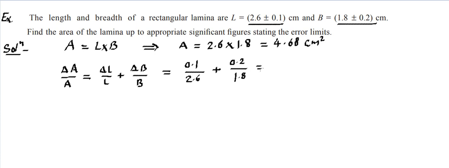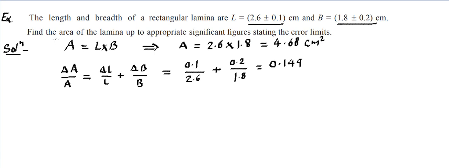Now again, this is a numerical expression. We can simplify it with proper calculations. After calculation, you will find it comes out to be 0.149. This is the value of delta A by A. It has no unit and its value is 0.149. If it is asking for the fractional error in area, this will be our answer. If it is asking for percentage error in area, we simply multiply this by 100. That means 14.9% will be our answer.